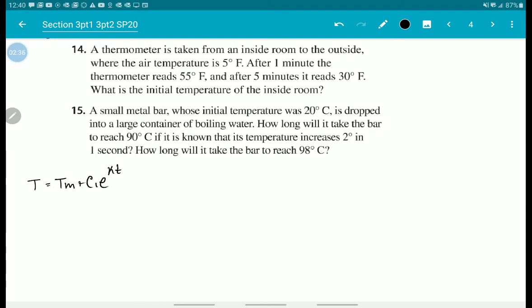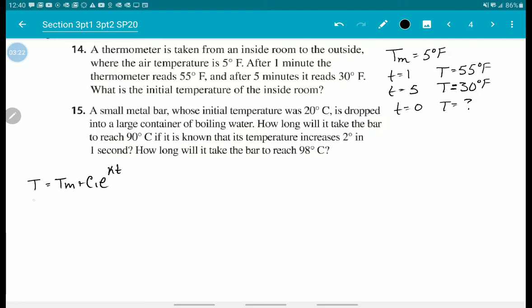It says a thermometer is taken from an inside room to the outside where the air temperature is 5 degrees. So we know the temperature of the medium is 5 degrees. They say after 1 minute, the thermometer reads 55 degrees, and after 5 minutes, the temperature of that thermometer is 30 degrees. So we can see that the temperature is approaching 5 degrees, the temperature of the medium. We're asking, what was the initial temperature? So at time 0, what was the temperature of that item?